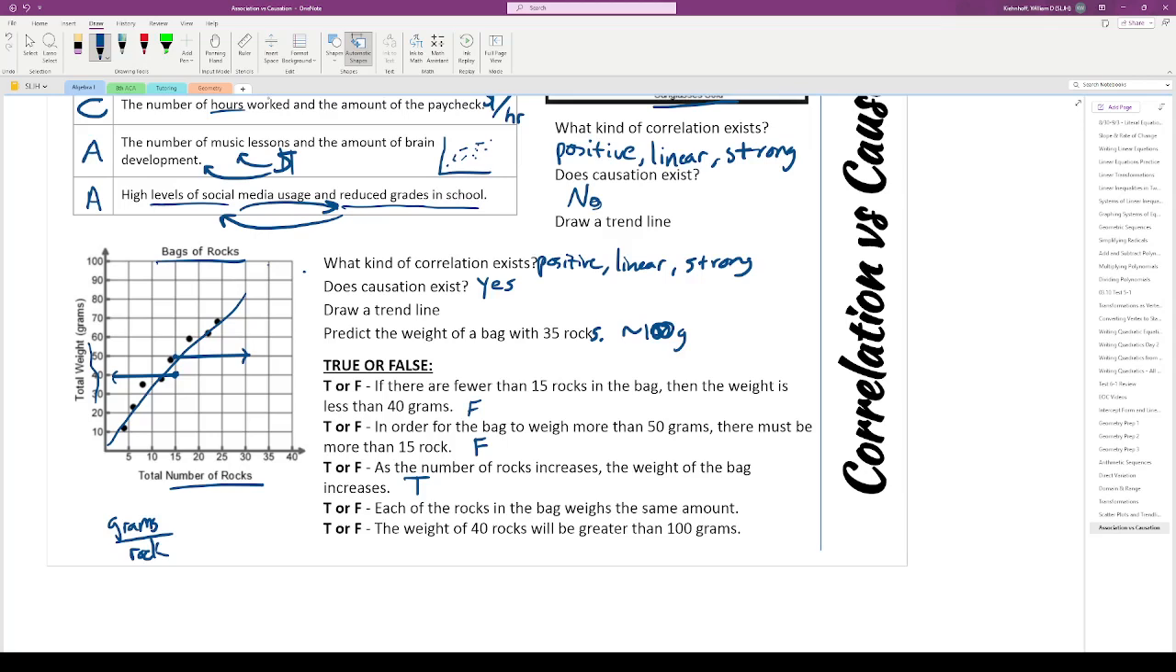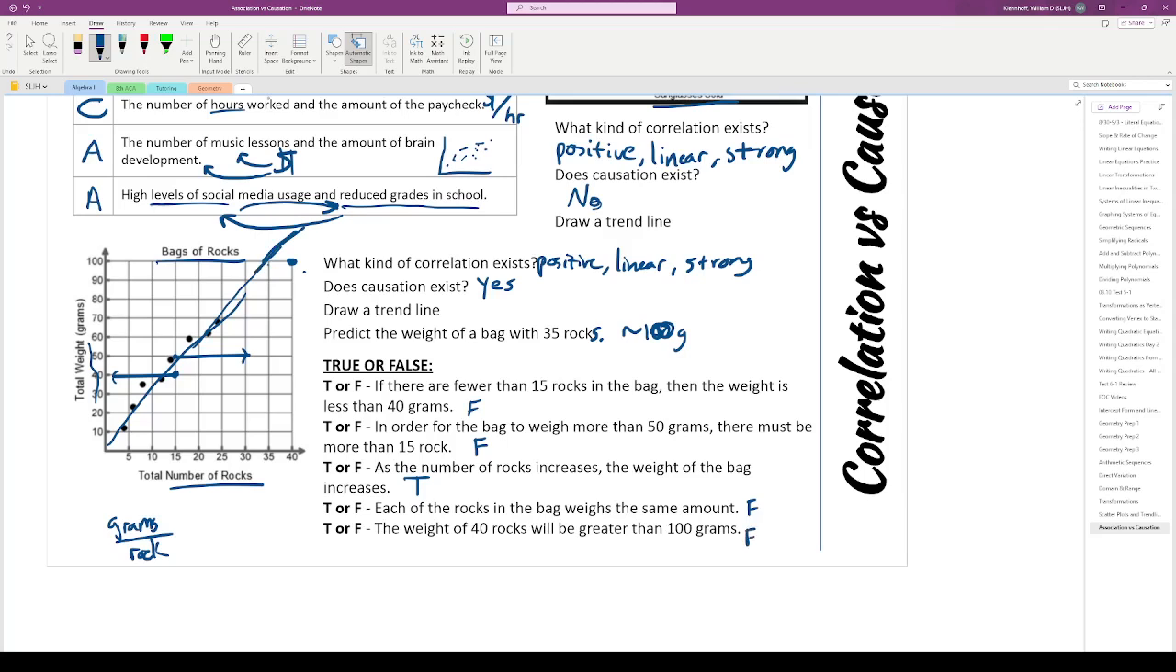Each of the rocks weighs the same amount. That's definitely not true. We can tell that very easily from the fact that this is not a perfect relationship. It's not a perfectly straight line. It's a scattered dot plot. Or a scatter plot? I don't know. The weight of 40 rocks will be greater than 100 grams. So here, our trend line, remember, went up here. So it certainly appears that it would be, but again, we could have outliers where they weigh less. So there's no way that we can say that for certain.